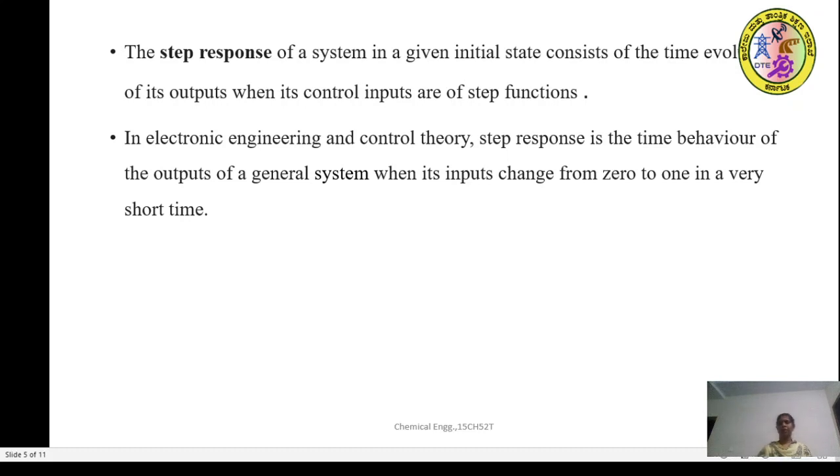The step response of a system is usually used in electronic engineering and control theory. In electronic engineering and control theory, step response is the time behavior of the output of a general system when inputs change from 0 to 1 in a very short time. So according to the change in the input from 0 to 1, the time behavior of the output that will show in a very short time, we call it the step response of a system.